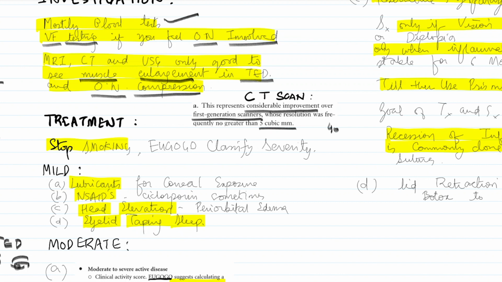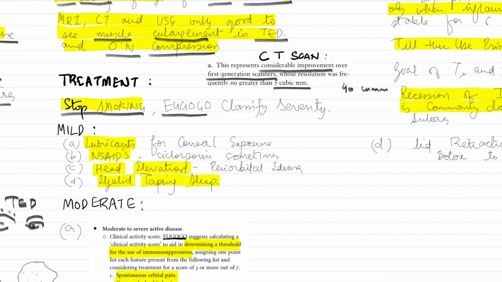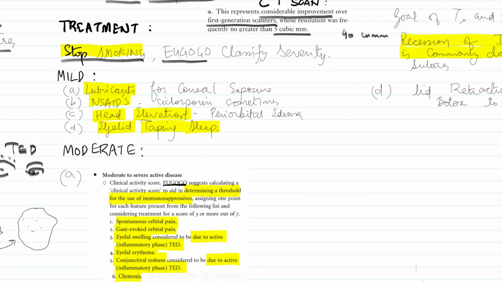So the treatment for thyroid eye disease will primarily start with smoking cessation. Your patient has to stop smoking. Then according to the EUGOGO, this is the body that decides classification for TED. I don't remember the full form for GOGO, but that's not really important. I just felt the name was interesting, so I wrote it down.